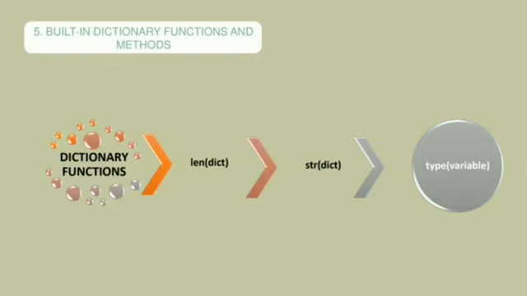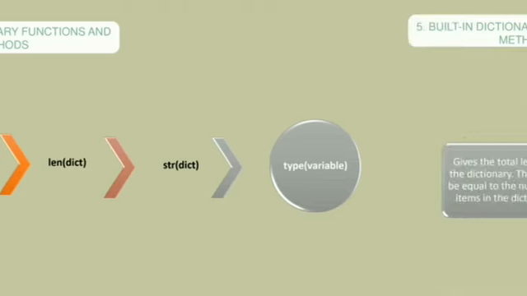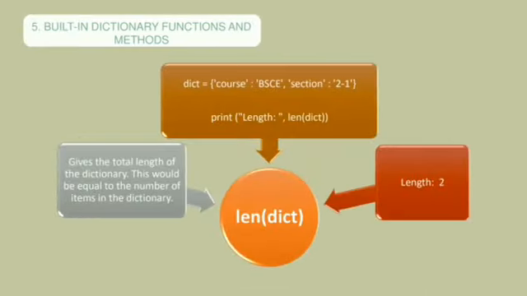Lastly is the built-in dictionary functions and methods. Python includes the following dictionary functions: len(dict), str(dict), and type(variable). len(dict) gives the total length of a dictionary. This would be equal to the number of items in the dictionary. When the above code is executed, it produces the following result.